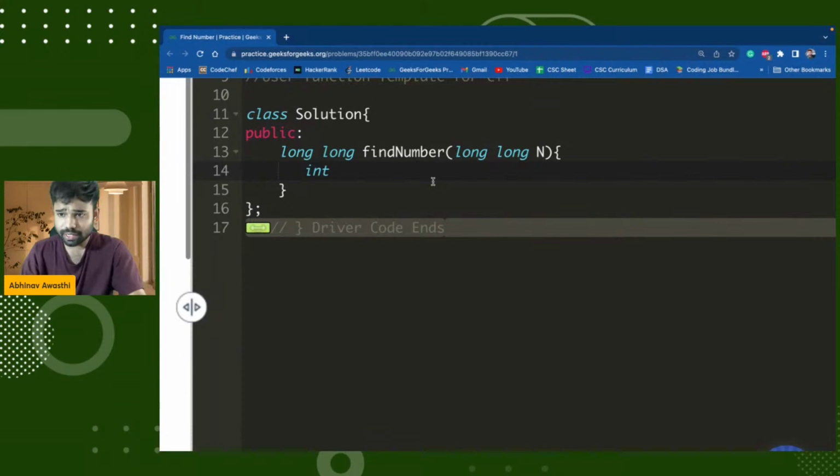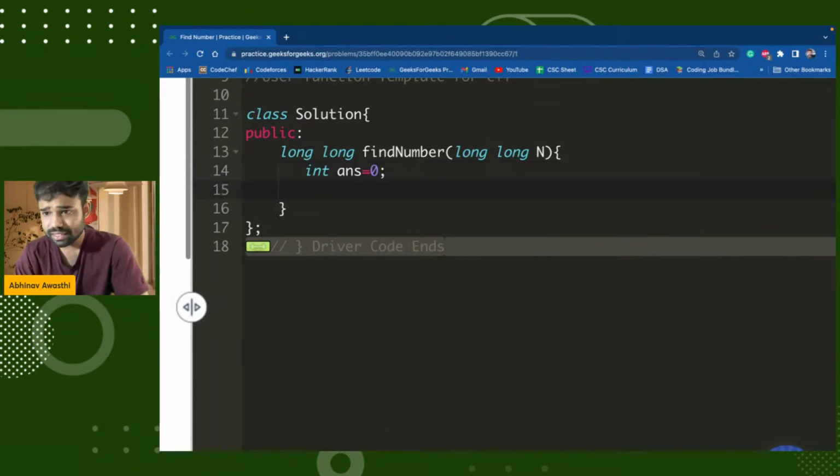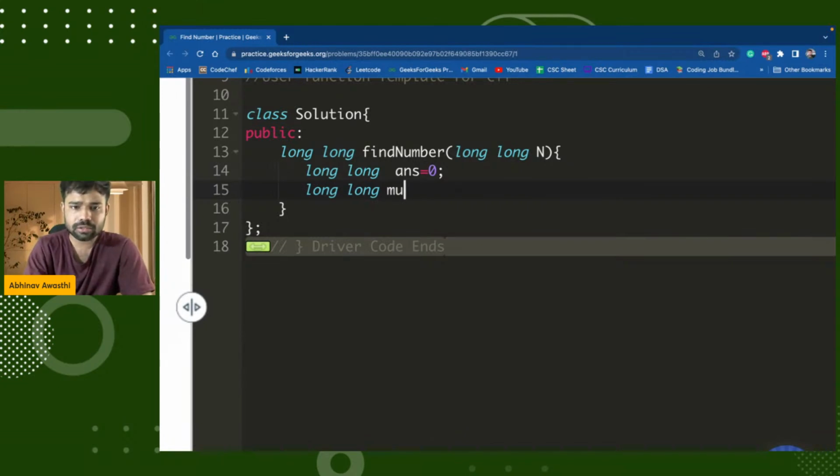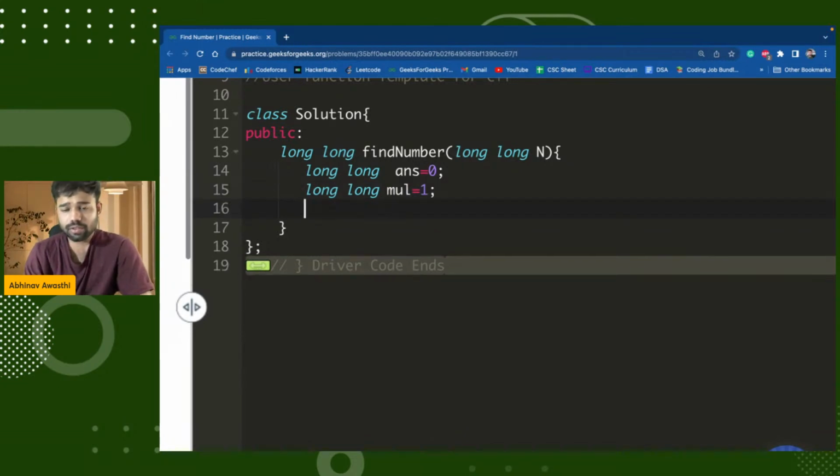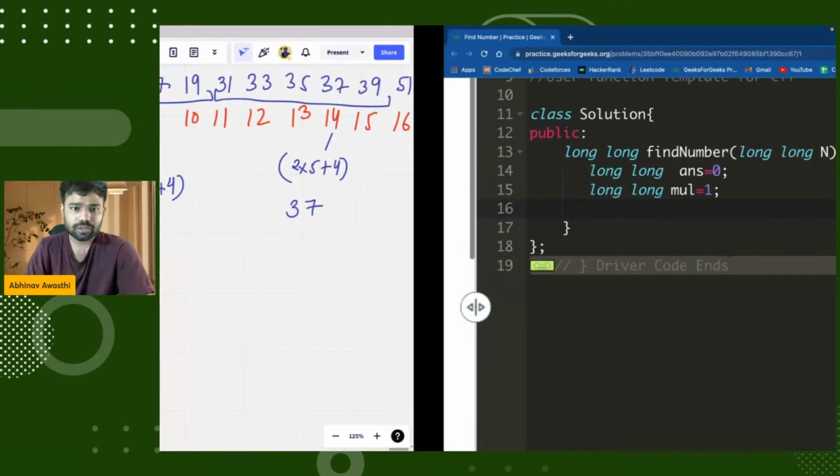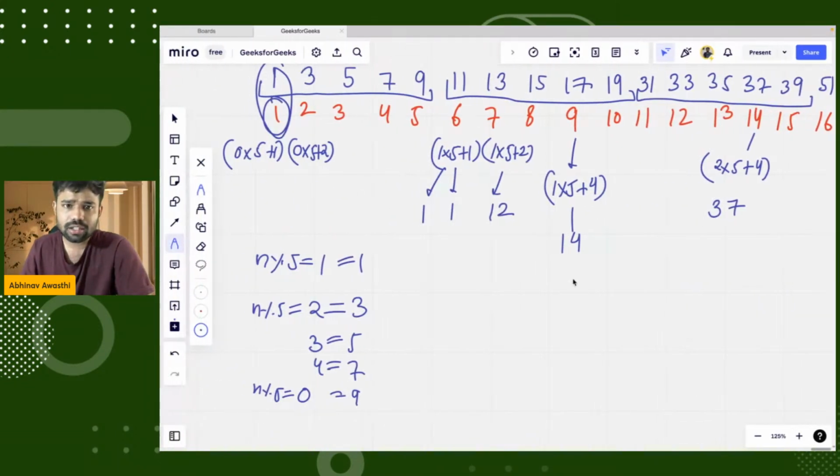What I will do here is first take an answer, which will initially be 0, and I will take it as long. I will also take a multiplication constant, which will initially be 0. Let's say you have to create a number with digits 5, 3, and 8. You have to make a number out of it.